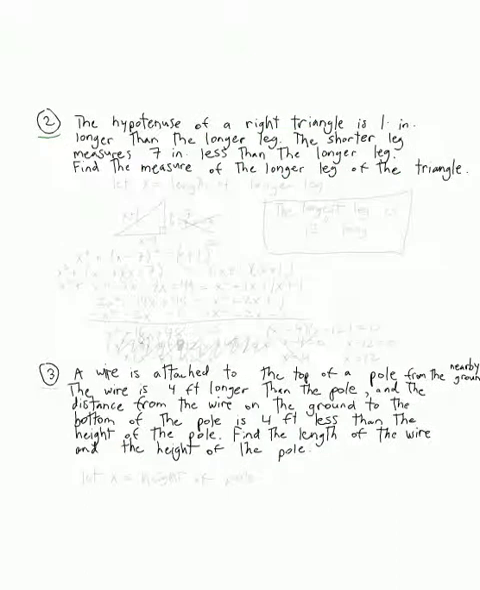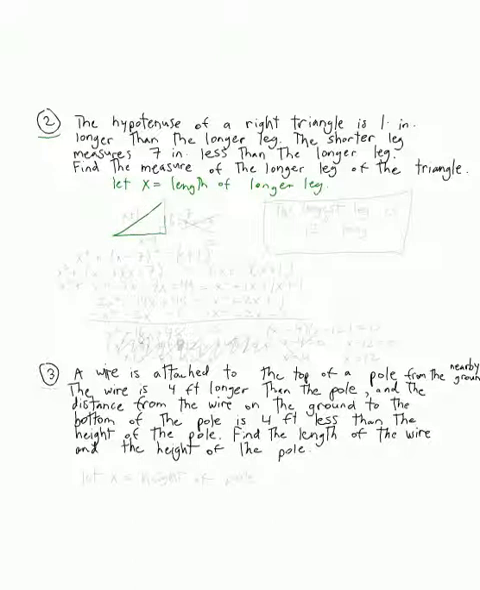It says the hypotenuse of a right triangle is 1 inch longer than the longer leg. The shorter leg measures 7 inches less than the longer leg. Find the measure of the longer leg. Now notice they keep saying longer leg at the end. So that's the last mentioned one. We're going to let x equal the length of the longer leg.